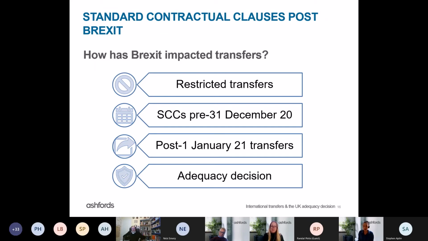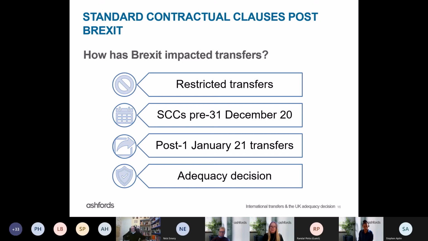From the 1st of January 21, the same applies. If you have put SCCs in place from the 1st of January, at the moment, those SCCs are still valid and you can still rely on them. You'll also find that post-January, we're seeing a lot of companies from the EU insist that they put model clauses in place between the EU company and the UK company receiving the data, and that's almost in anticipation of us not receiving an adequacy decision, as a safeguard to make sure that they are future-proofing.